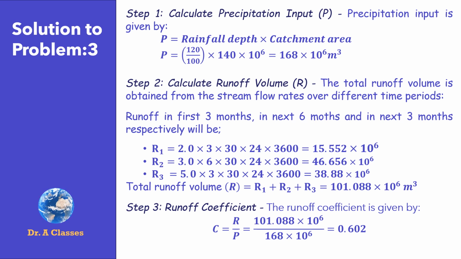Therefore, the total runoff volume R is equal to runoff event 1 plus runoff event 2 plus runoff event 3, that is equal to 101.088 into 10 to the power 6 meter cube. Step 3. Runoff coefficient. The runoff coefficient is given by C, which is equal to total runoff volume divided by total input precipitation, that is equal to 101.088 into 10 to the power 6 by 168 into 10 to the power 6, that is equal to 0.602.